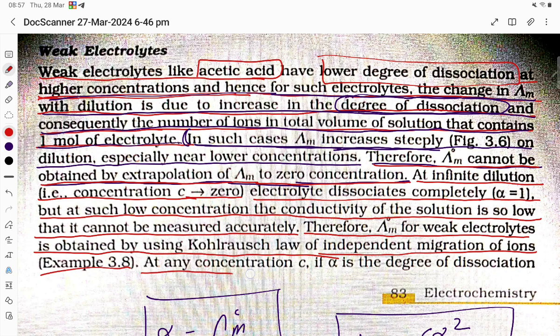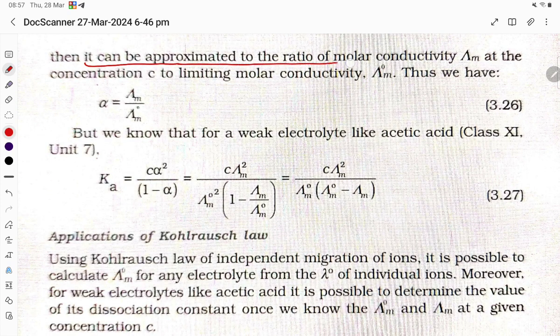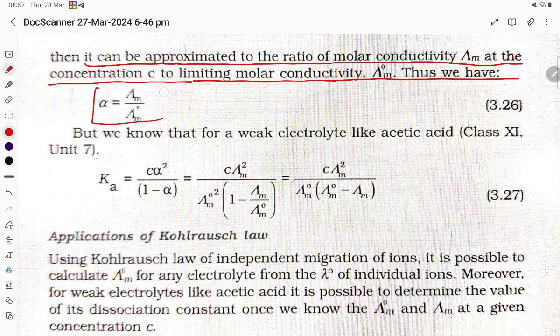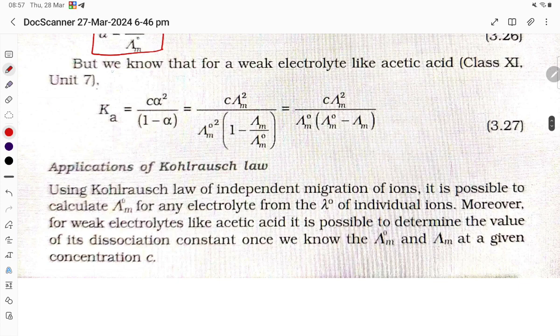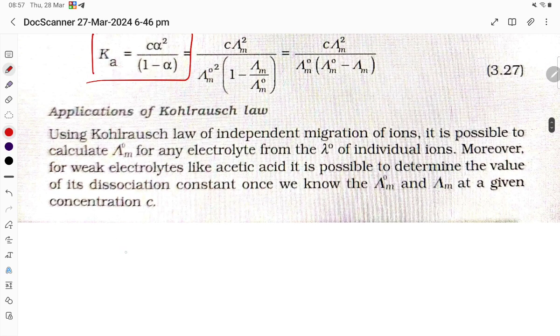Example 3.8. At any concentration C, alpha is the degree of dissociation, which can be approximated as the ratio of molar conductivity lambda m at concentration C to the limiting molar conductivity lambda m naught. Thus alpha is equal to lambda m upon lambda m naught. But we know that for a weak electrolyte like acetic acid, Ka is equal to C alpha square upon 1 minus alpha. So we can solve this. Alpha is given as lambda m upon lambda m naught.